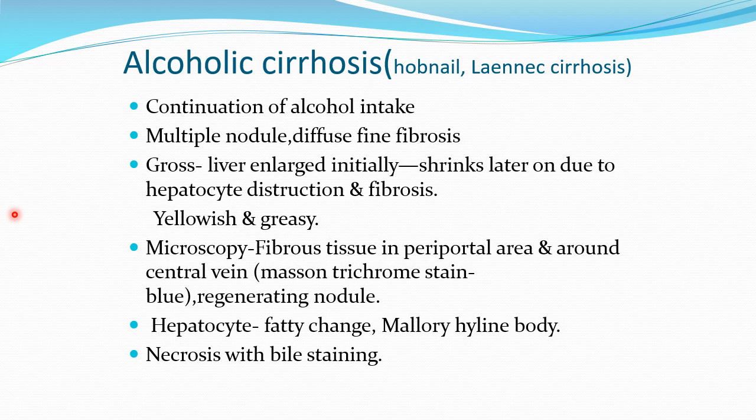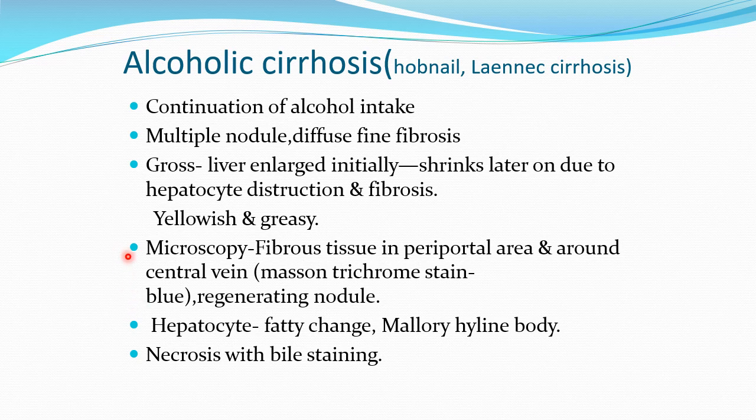It will appear yellowish and greasy grossly, and microscopically there is fibrous tissue in the periportal area and around the central vein. This will be stained blue with the mesenteric stain.